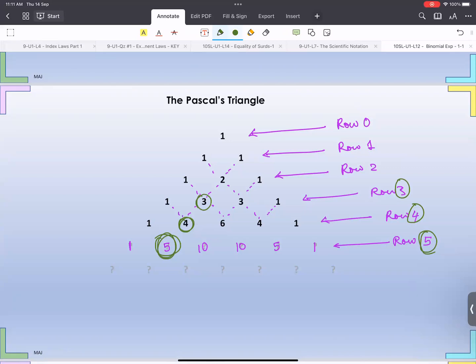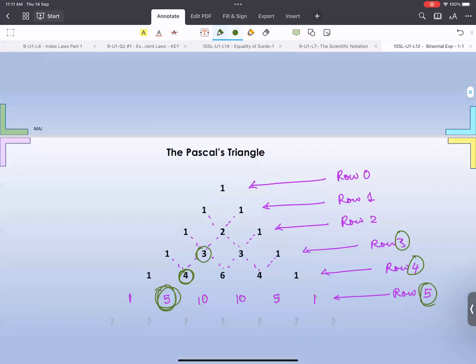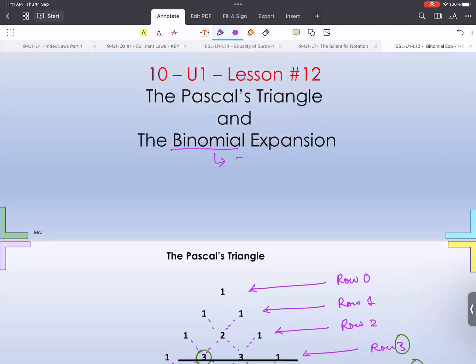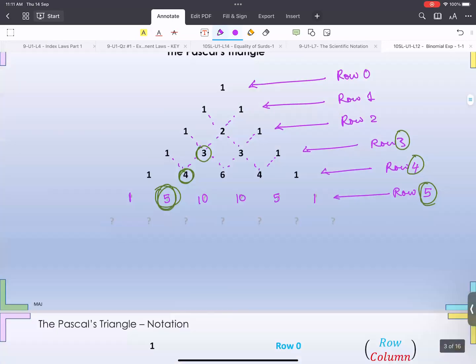This is what we're going to be using for the binomial expansion. Now, what do we mean by a binomial? A binomial basically has 2 terms. For instance, x plus y, or 2x minus 3y, or x squared minus 4x. All of these are binomials because there are 2 terms. So that's what we mean by a binomial.